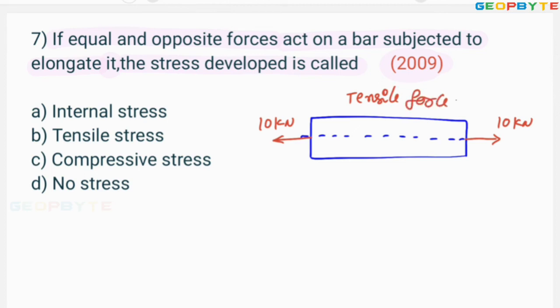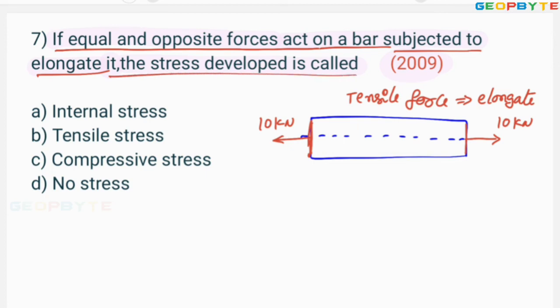Because of the tensile force, the body is going to elongate. Elongate means it is extending. It is clearly given: if equal and opposite forces act on a bar subjected to elongate. For having the elongation, the load must be acting away from the ends. So because of this tensile load, the stress developed is called tensile stress. Therefore, option B is absolutely the correct answer. I hope all of you understood. Let us go for the next problem.